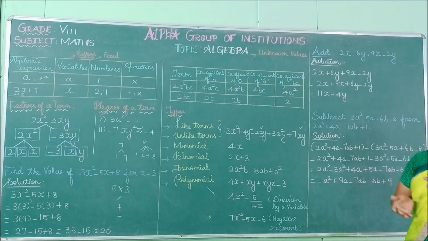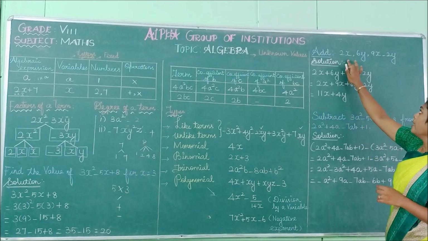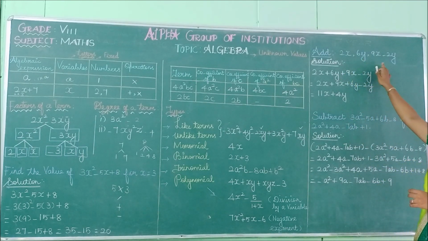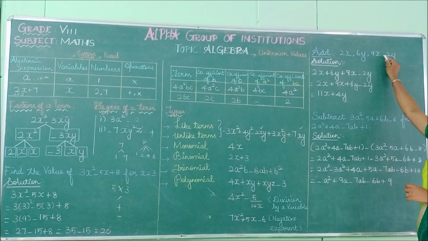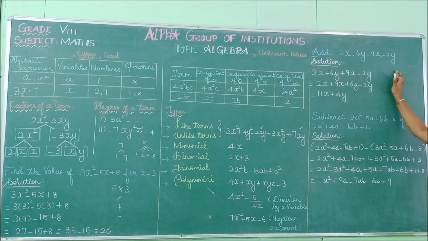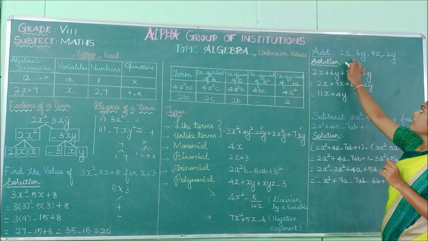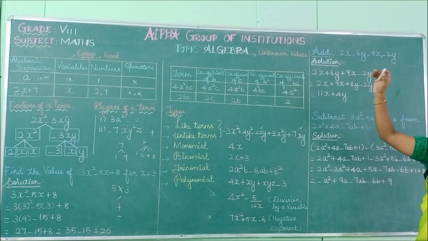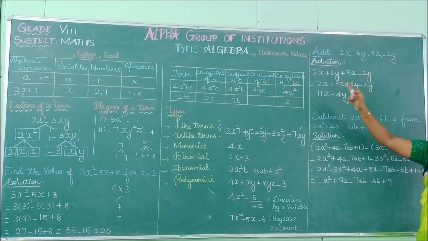Add. How do you add algebraic expressions? So listen. 2x, 6y, 9x, 2y. So 4 terms are given in the question. You have to add all the terms. So instead of this comma, you have to put the plus symbol.